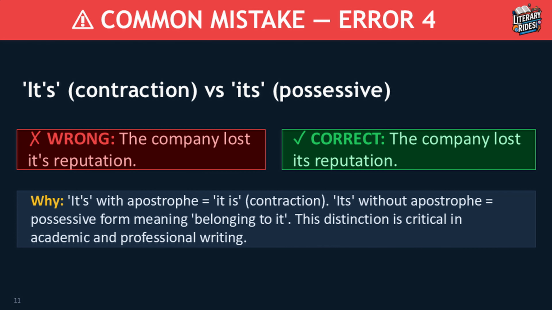Error number 4. It's versus its. Incorrect one is, the company lost it's reputation. Correct one is, the company lost its reputation. It's with an apostrophe means it is. Its without an apostrophe is the possessive form, meaning belonging to it. This distinction matters enormously in academic and professional writing.